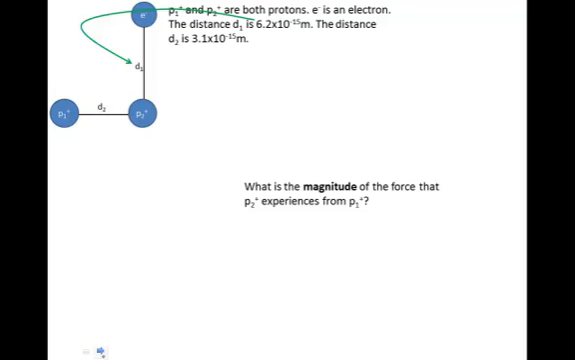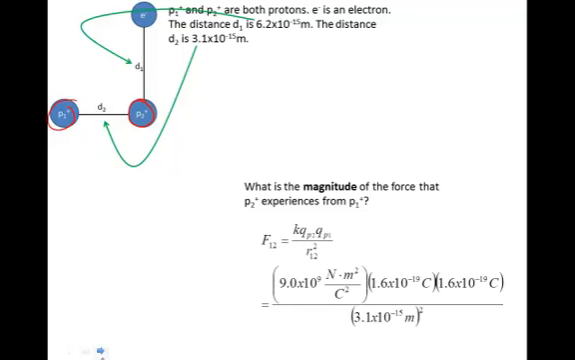And we want to know what the magnitude of the force is that P2 experiences from P1. So first, let's figure out the magnitude. There's our equation. That's Coulomb's law. K is that constant right there.